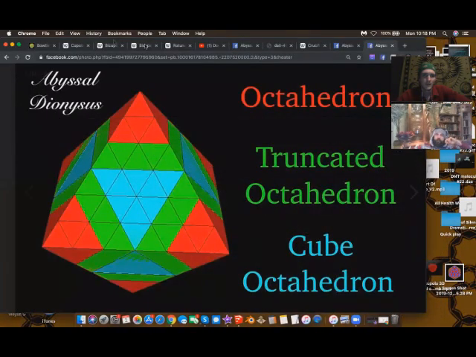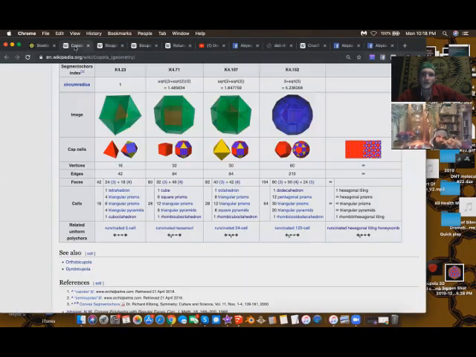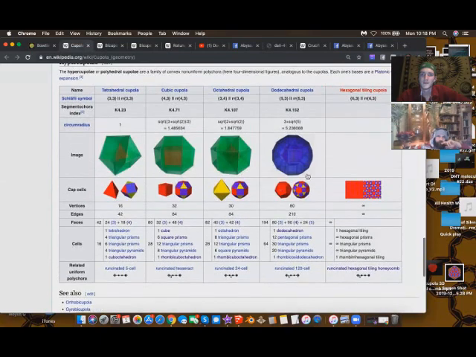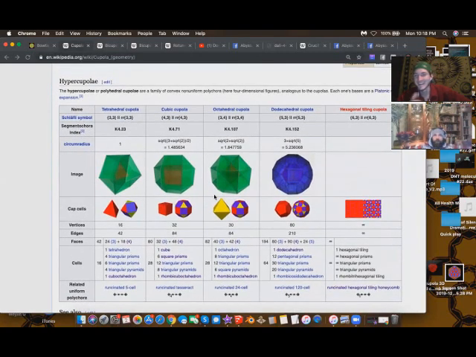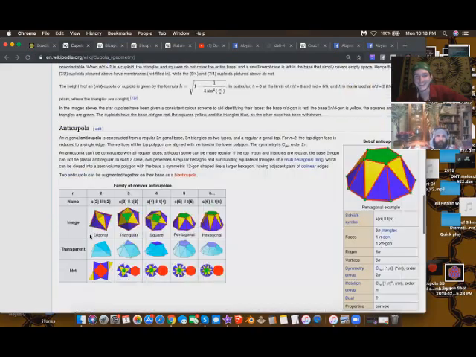But that's just the tip of the iceberg. Is my screen sharing or is it showing my face? I can see both, but yeah, your screen sharing. Okay. Now. Oh, nice.